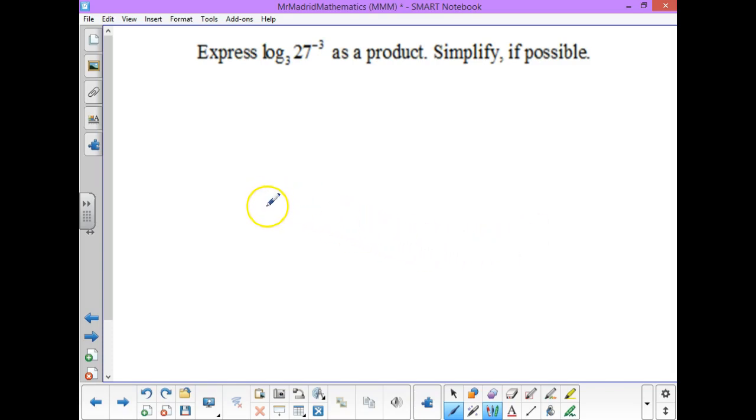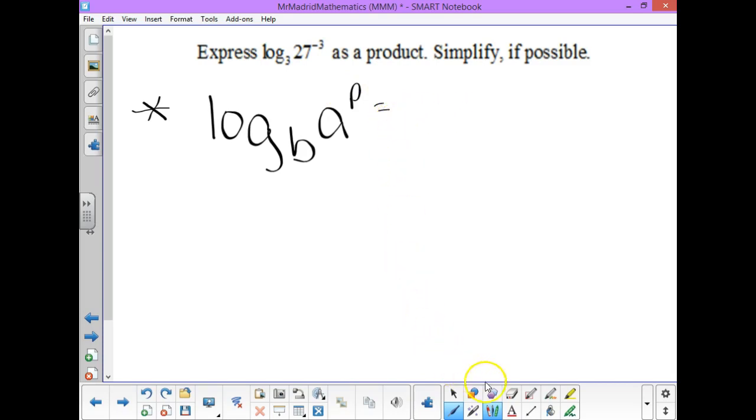Alright, the next example. Express log base 3 of 27 to the negative 3 as a product. Simplify if possible. Alright. Let's go ahead and introduce a formula specific to this kind of problem. These are incredibly valuable. So this is log base b of a raised to p. What does that equal? And let me go ahead and reintroduce, instead of the equal sign, the arrows.